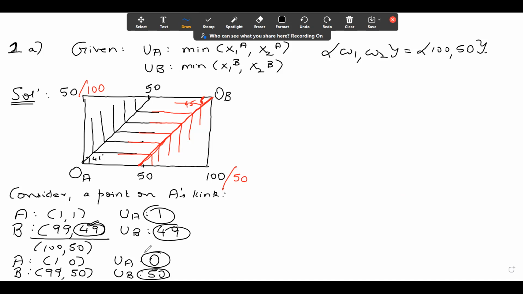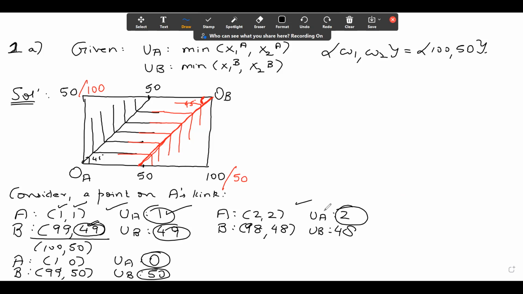Similarly, can you try to make A better off? If I want to make A better off, A needs 1 unit here also and here also. Suppose B gives 1 unit of both the goods to A. Then A will have 2,2. B will have how much? 98,48. What is the utility A gets? 2. What is the utility B gets? 48. Compare this with this. A has become better off by making B worse off. That means when you try to make B better off, A becomes worse off. When you try to make A better off, B becomes worse off.